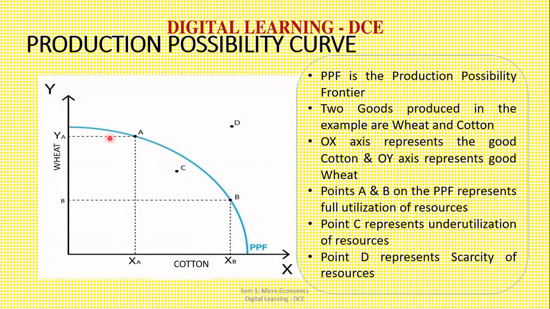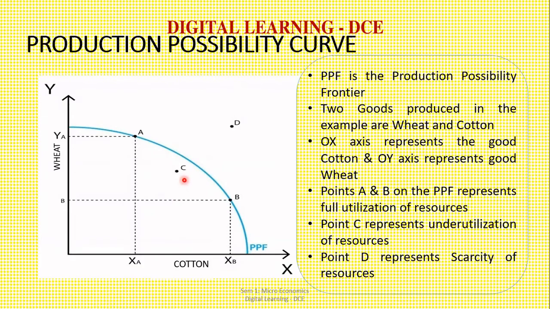What does it imply? Full utilization of resources. So both point A and B represent full utilization of resources. Or any other point, say where I have my pointer, there also any point on the curve will represent full use of resources. Then what does this point D and what does this point C represent to us? We need to understand that.